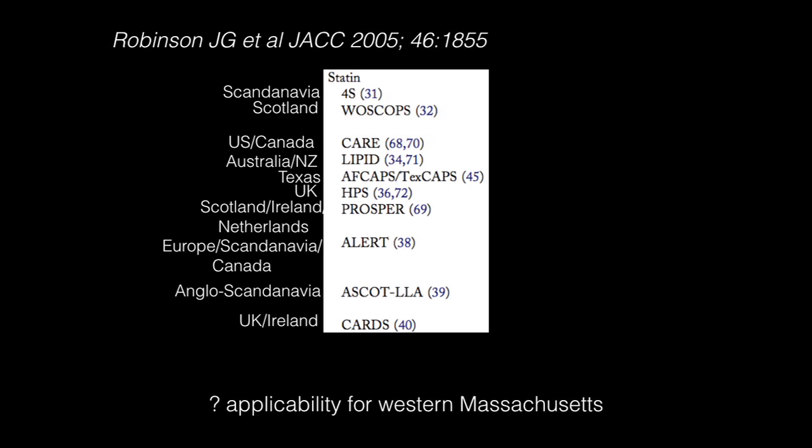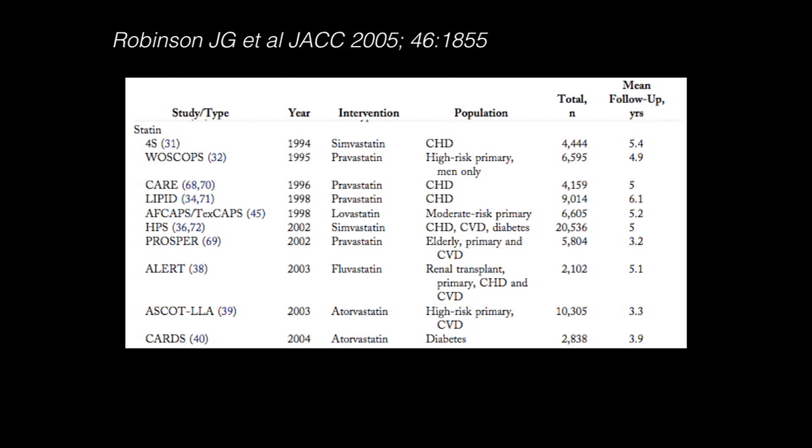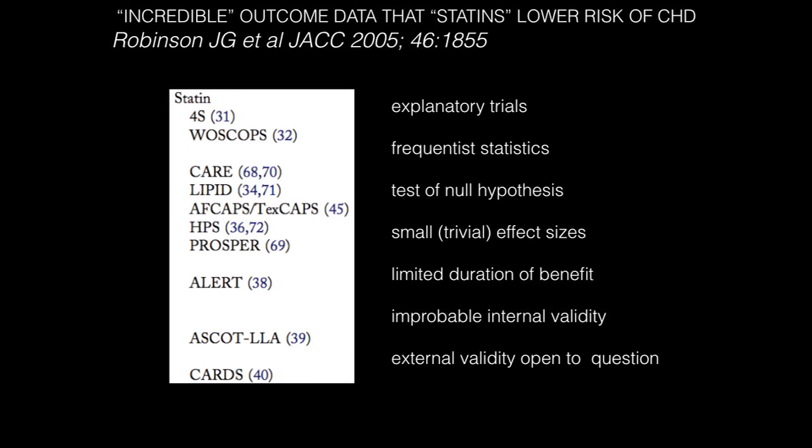Okay, so then you've got the issue of duration of benefit. When a trial has been terminated and a benefit has been demonstrated, the question will arise as to whether one can anticipate that the benefit is likely to continue or even disappear in subsequent years, okay? So what's the mean follow-up? 3, 4, 5 years. Not too long. Okay, so let's look at these incredible outcome data.